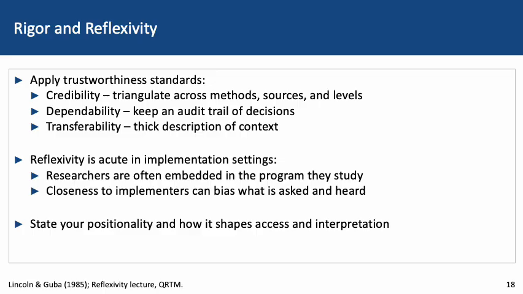Transferability is the last notion of rigor, last standard of rigor I'm going to mention here. This is often given through a thick description of context. So what do we mean by transferability? In qualitative settings, you have a small sample. Often you have just a handful of people that can speak to a certain particular issue.